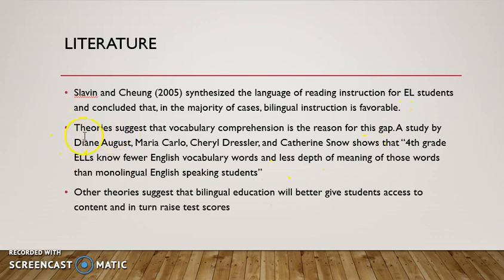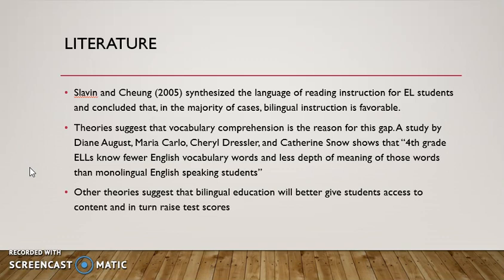Another piece of literature that I found said that theories suggest that vocabulary comprehension is the reason for the achievement gap that we see amongst native English speakers and English language learners. A study by Diane August, Maria Carlo, Cheryl Dressler, and Catherine Snow shows that fourth grade ELLs know fewer English vocabulary words and less depth of meaning of those words than monolingual English-speaking students.